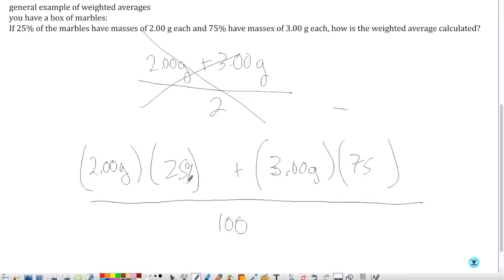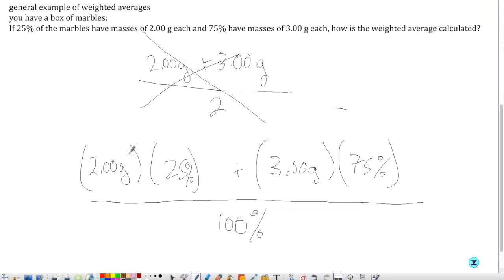You can just put in, you multiply 2.00 grams times 25% plus 3 grams times 75%, and then just divide that by 100%, okay? And that'll take care of the units, all right? Now keep in mind that when you multiply this together, and remember order of operations, you have to multiply first and then add.